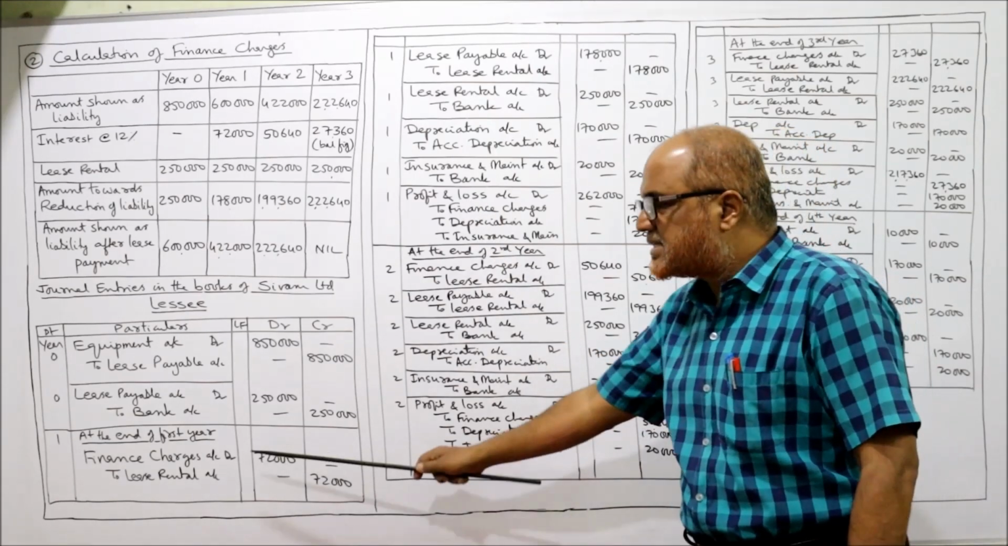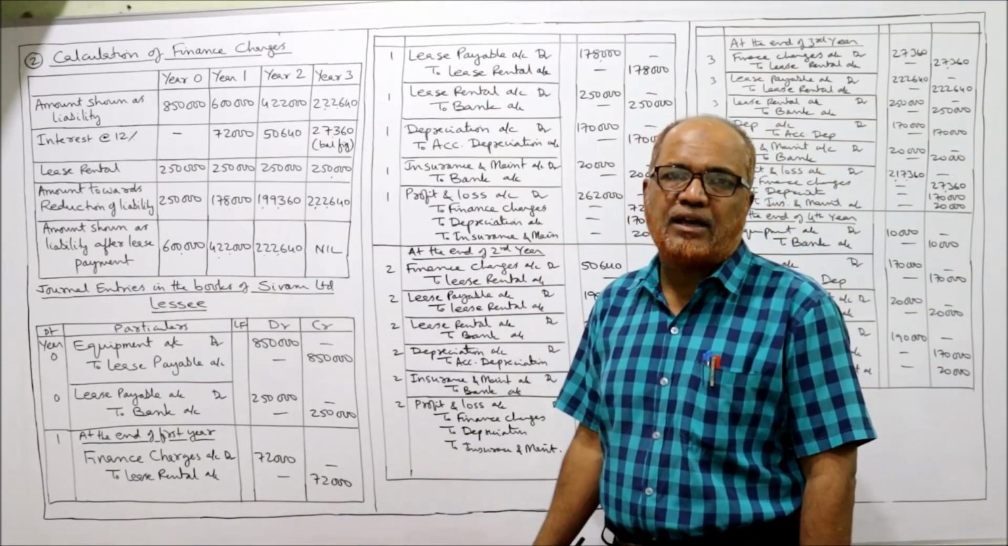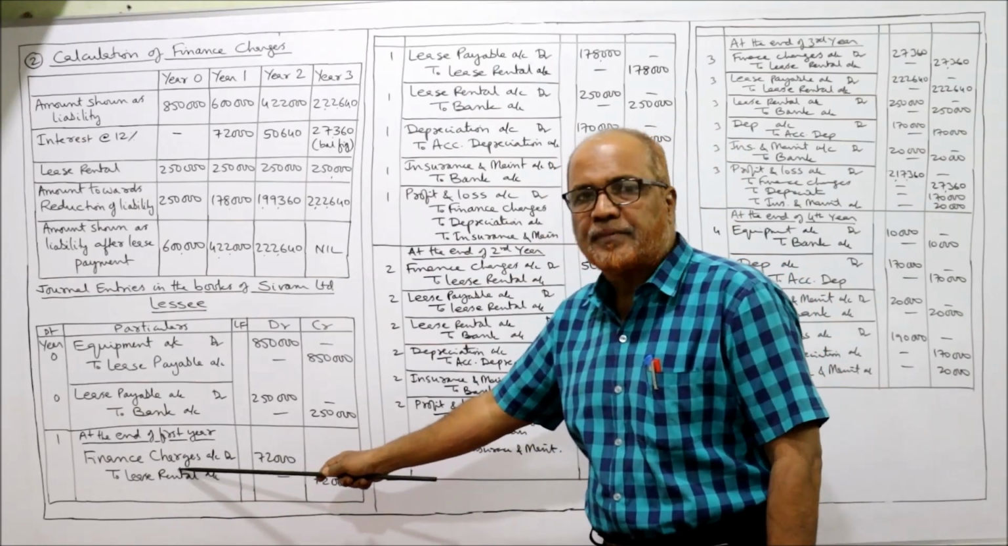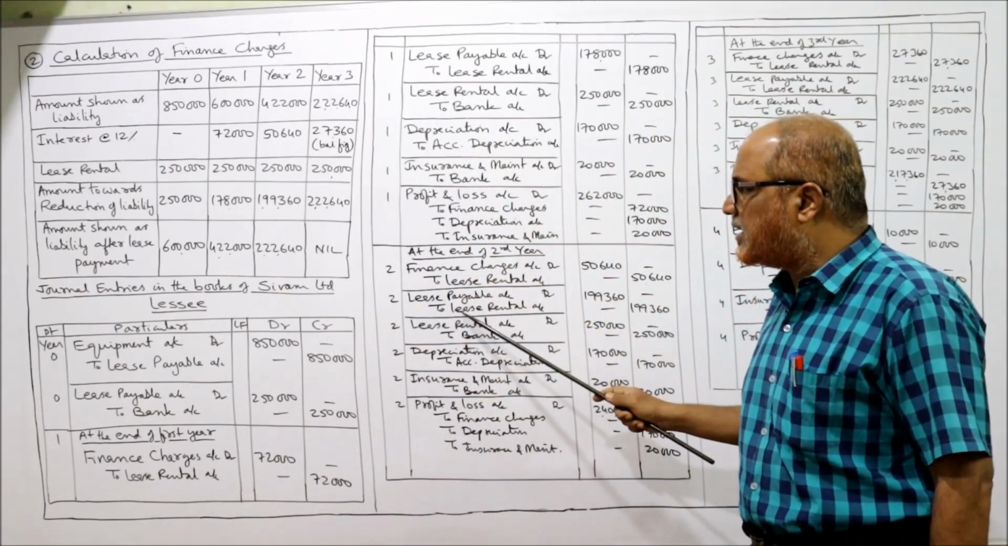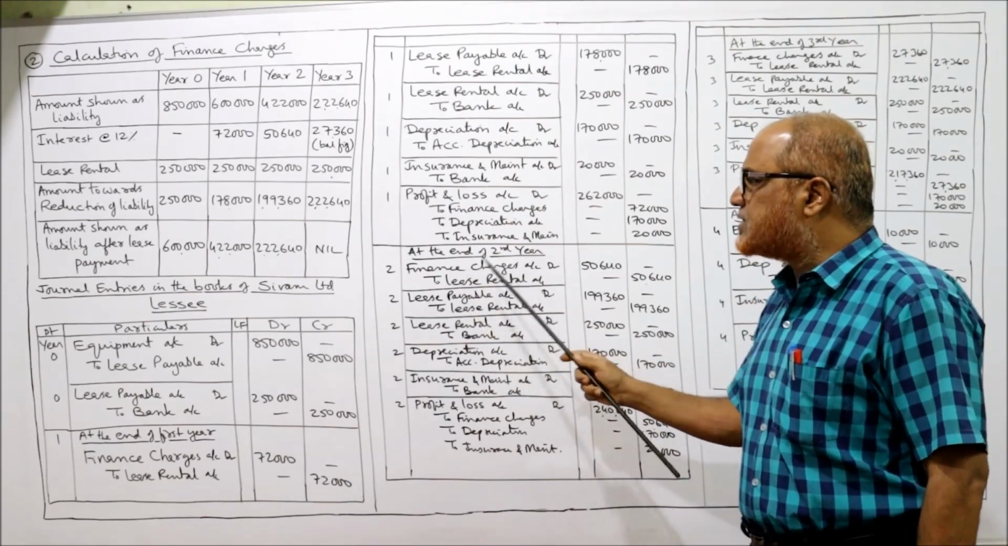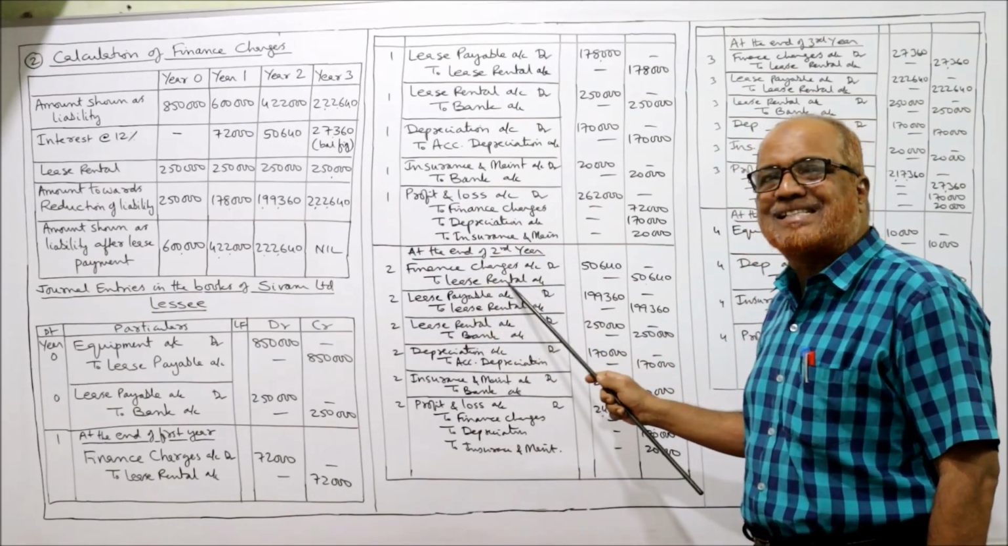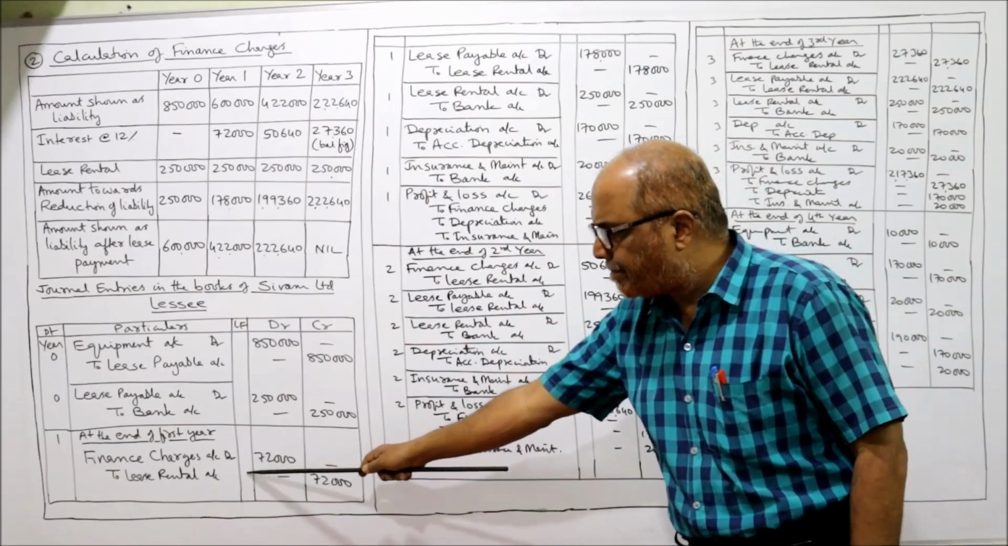That's all. So these 6 entries will be repeated every year. First year completed. 1, 2, 3, 4, 5, 6. The same 6 entries for second year. At the end of second year, finance charges account debit to lease rental. Same entry.